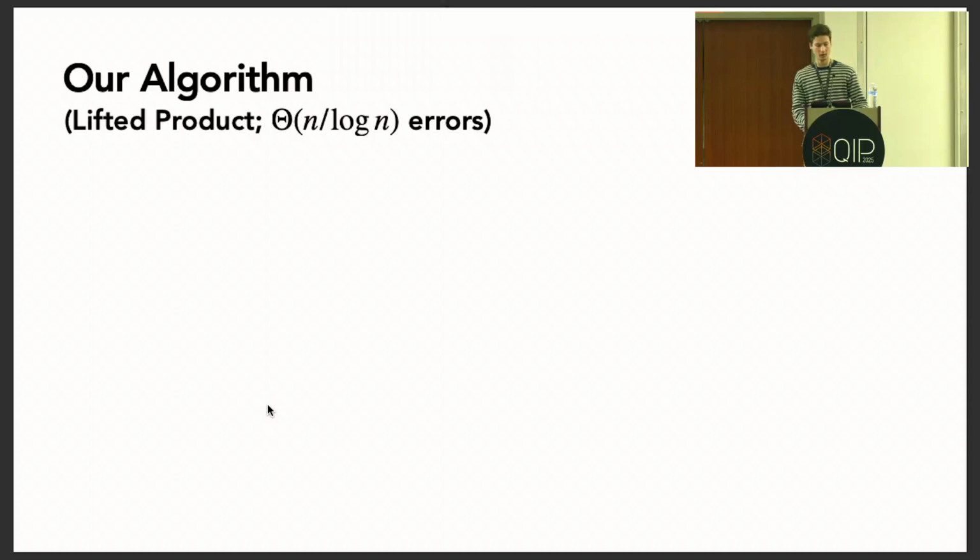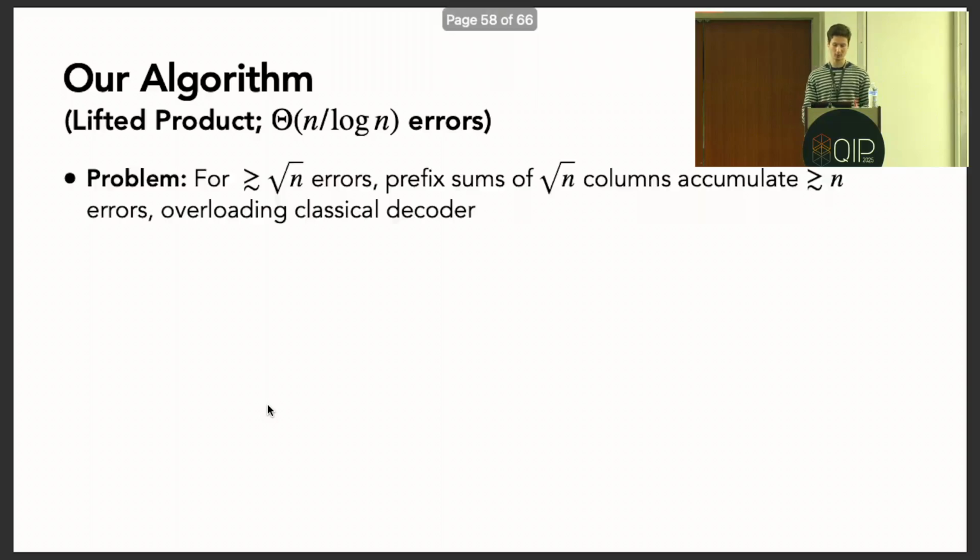Great. So for the lifted product, we at a high level use a similar algorithm, but if we try to do this, we can see something will go wrong pretty quickly. Because now our code has nearly linear distance, n over log n, and so we want to be able to correct against a nearly linear number of errors. But if we have more than root n errors occurring, and we take prefix sums of more than root n columns, this could potentially accumulate to more than n errors, which would actually overload our classical decoder. And this is why in the hypergraph product case, we were not able to decode more than root n errors.